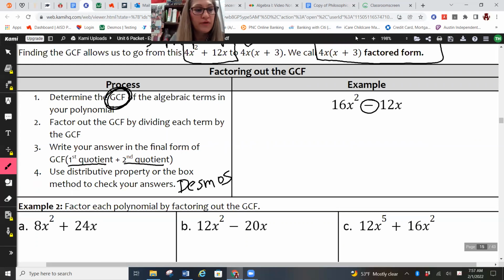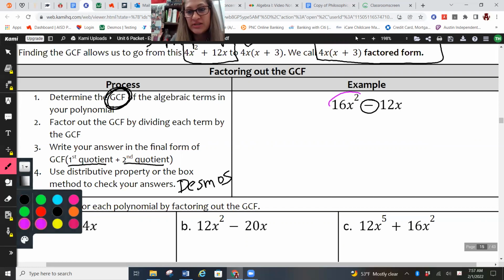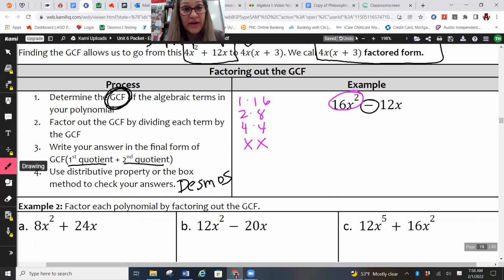Okay, so over here, I'm going to do the 16x squared factors here. 1 times 16, 2 times 8, no 3, and 4 times 4. What makes x squared? x and x. On the other side, I have a 12. 1 times 12, 2 times 6, 3 times 4, x. Circle the greatest number that they have in common.